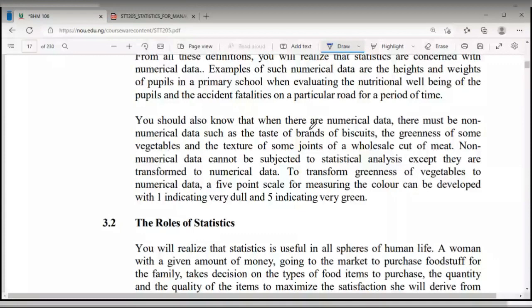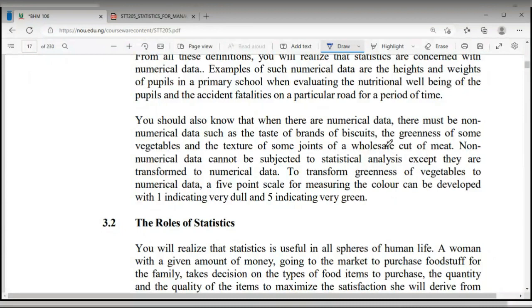Presentation of what? Numerical data. Now, you should also know that when there are numerical data, there must be non-numerical data, such as the taste of a brand of biscuits, the greenness of some vegetables, and the texture of some joints of a whole cut of meat.